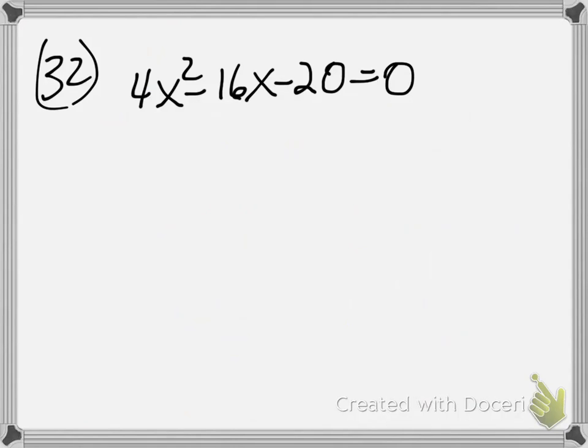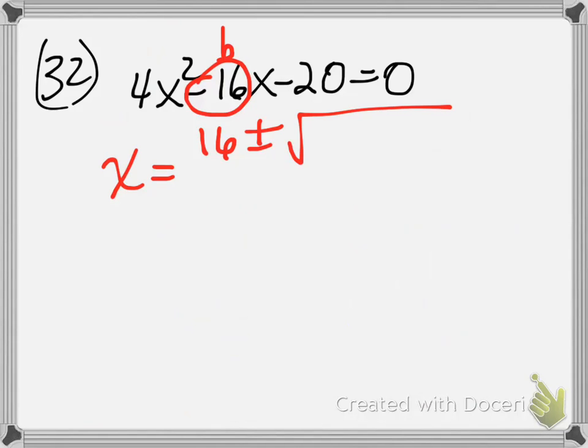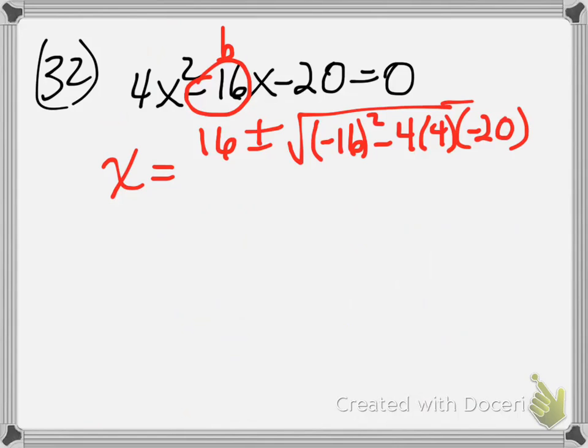Number 32, we're actually using the quadratic formula to solve this. So x is equal to negative b. My b is negative 16, so that's already negative. So positive 16 plus or minus the square root of negative 16 squared minus 4 times 4 times negative 20. And all of that's going to be divided by 2 times 4.